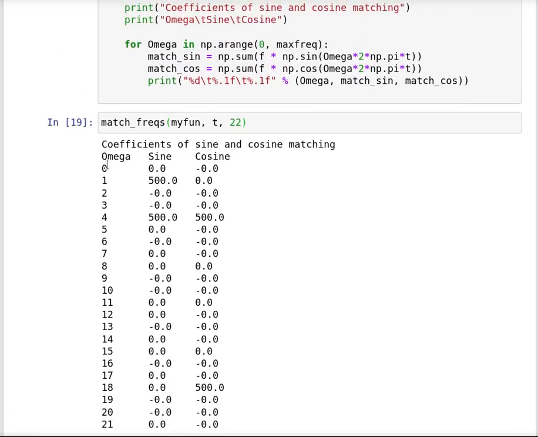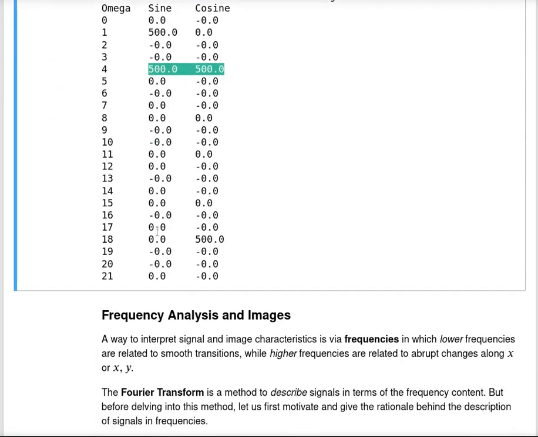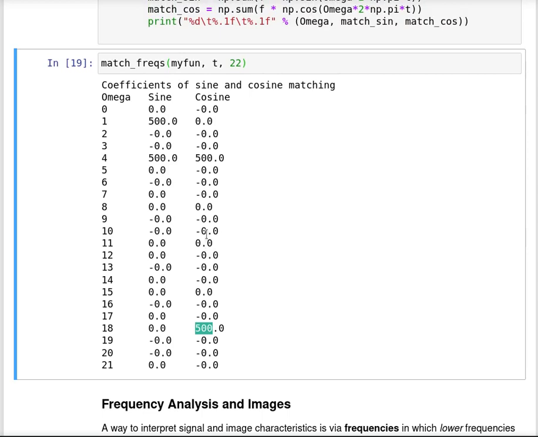As we can see here, it was able to detect that at 1 hertz we have the sine, at 4 hertz we have both sine and cosine, and at 18 hertz we have just the cosine as a component of the function. This means that if we stored just the values that are not zero here, we are going to be able to reconstruct the same function, just by using those coefficients. And this is the power of the frequency analysis.